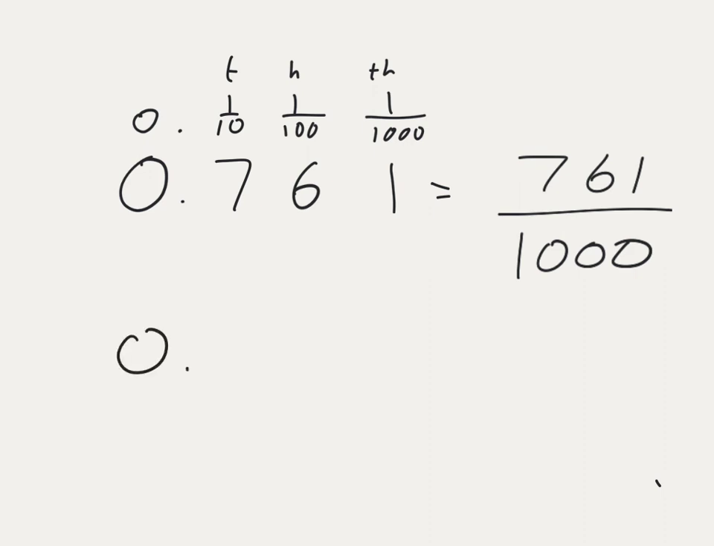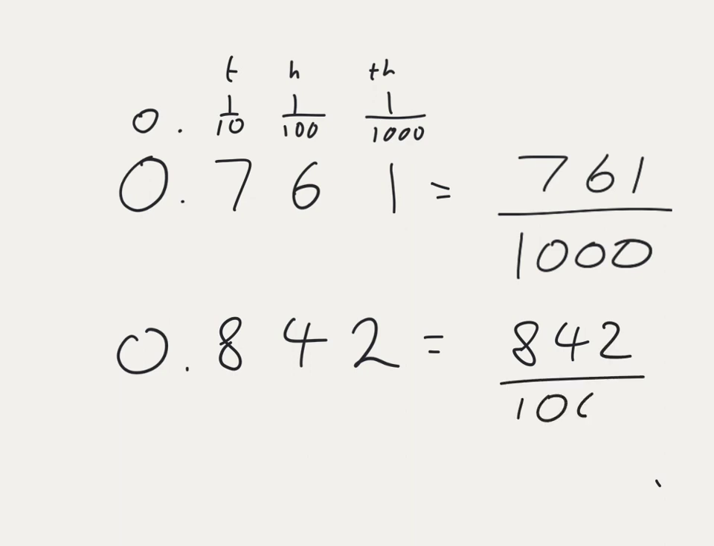If I have 0.842, my last digit is in the thousandths, so I have 842 thousandths.